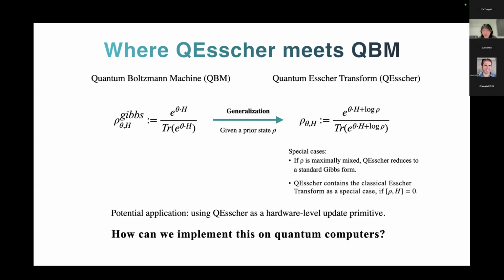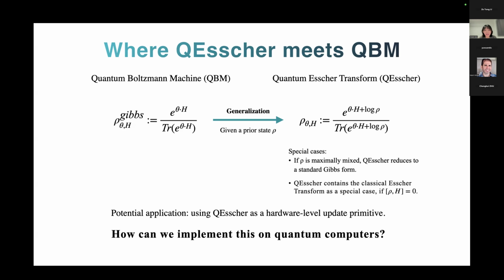Yeah. So in the special case where we set the rho as maximally mixed, then the Q Esscher will reduce to the standard Gibbs form. That's what the quantum Boltzmann machine uses. And also when we set the rho and H to commute, then it also recovers the classical Esscher transform case. So potentially we are considering whether we can use our Q Esscher as another natural primitive like the quantum Boltzmann machine uses. And also if we want to use it, how can we make it at the hardware level?